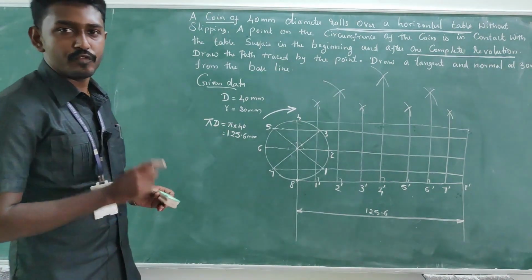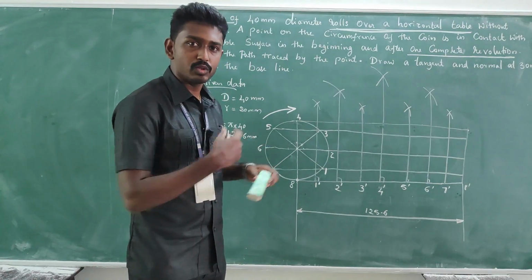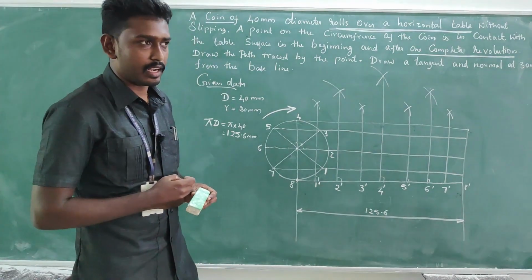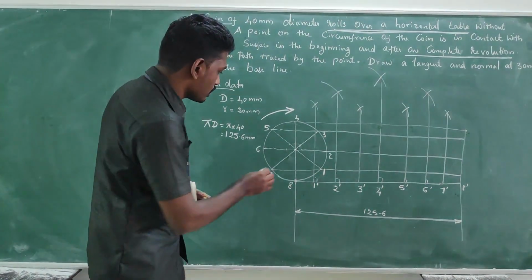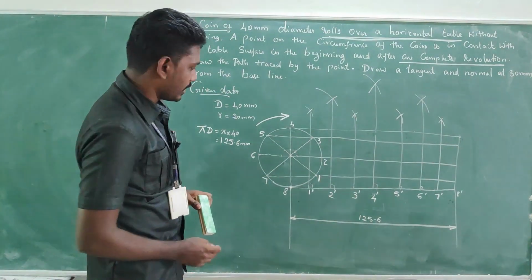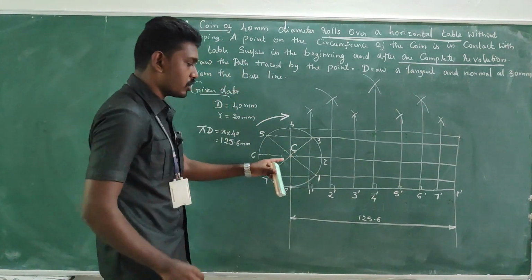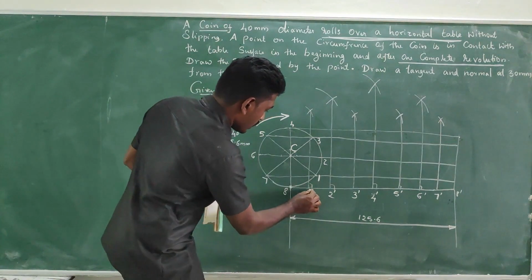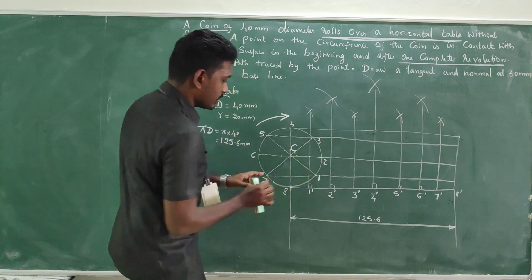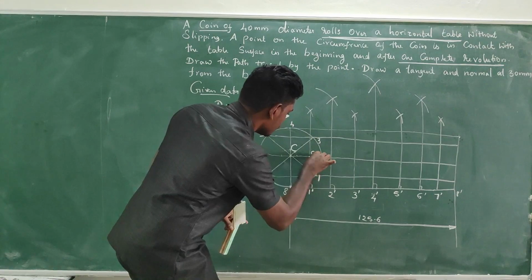Now the part is we must identify the trace. That means we have to identify the path traced by the point on the circumference of the circle. For that, we must note the locus of the center here. You must note the locus of the center. This is the center of the circle. So this point, that means the 1 dash, is intersecting with the center locus. We can take this as C1.